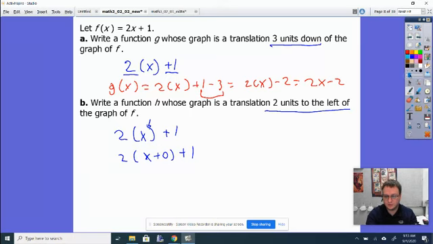Sorry. Why is it not working? There it goes. Of course, my pen again. Give me 1 second. There we go.